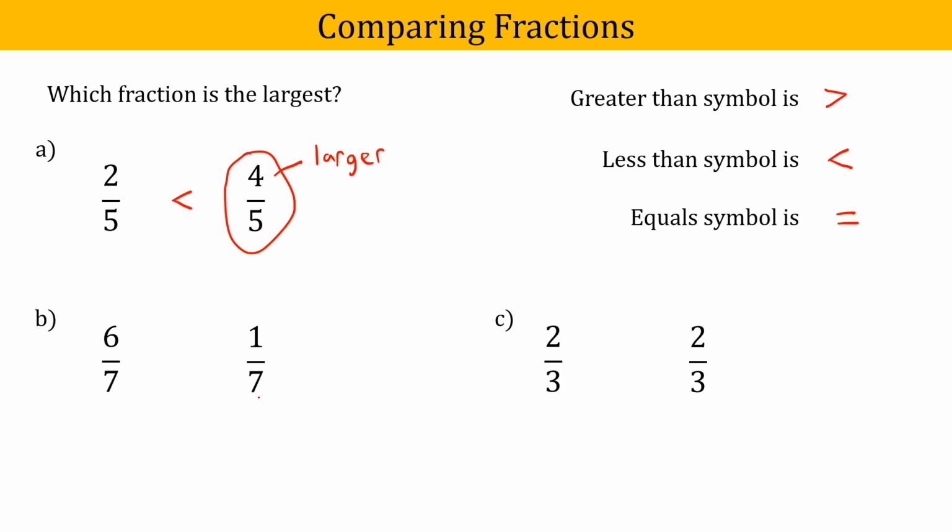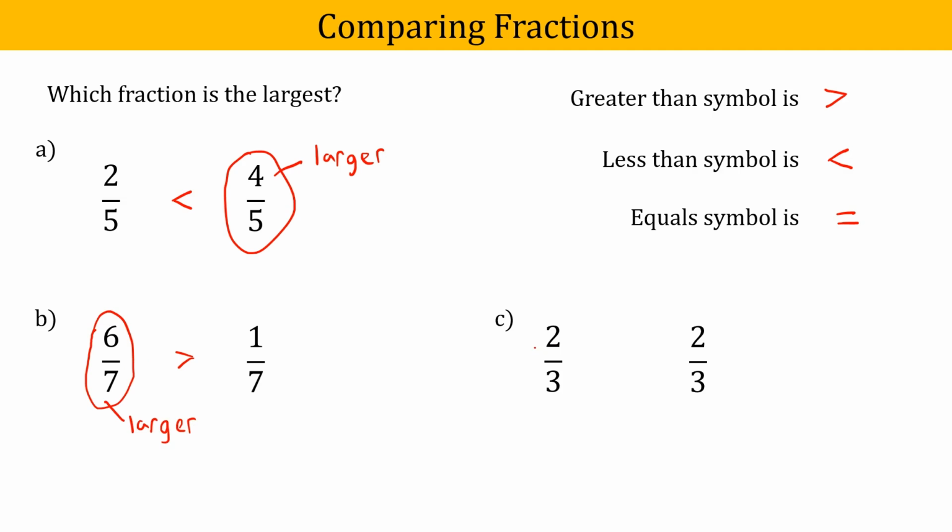Okay, perfect. Now looking at B, I have 6 over 7 compared to 1 over 7. Once again, the same denominators. So let's just compare the numerators. Which is bigger, 6 or 1? 6, right? Since 6 over 7 is greater than 1 over 7, I write this symbol. So remember, any number on this side of the symbol, where the mouth looks like it opens, is greater than the number on the opposite side. So in this case, 6 over 7 is going to be greater, so it's going to be larger.